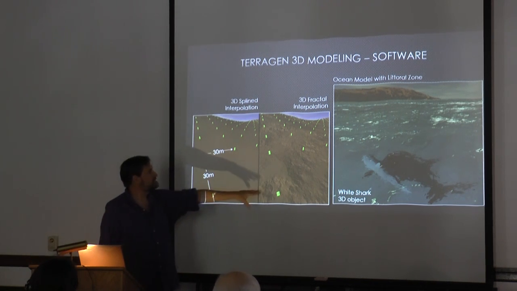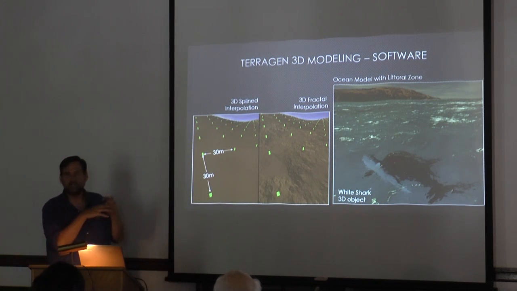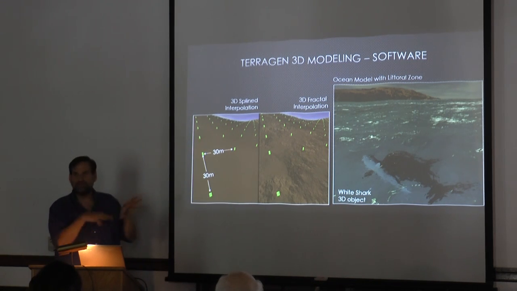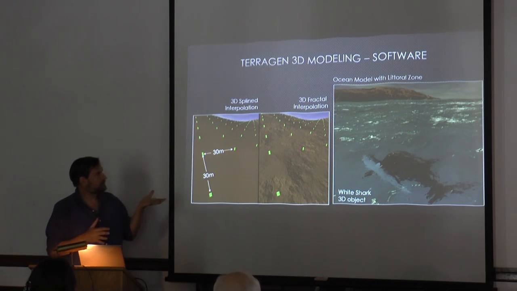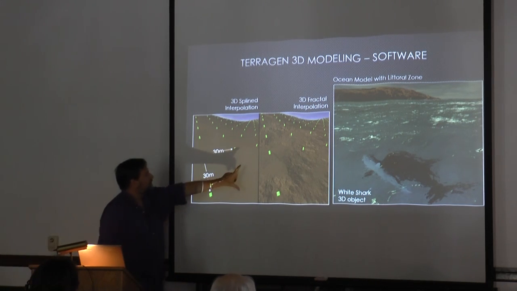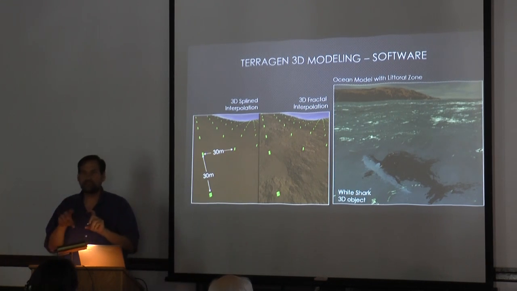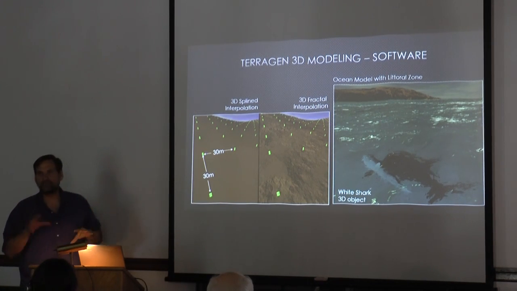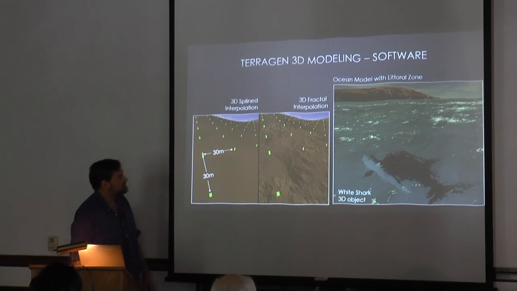What TerraGen does is it creates a 3D fractal interpolation of that. So it takes fractals and creates a rough terrain. And you can set the variation in that. So in all of these modeling situations, I don't have the variation set any more than the difference between any two points. Anything in between can't be more than 1.5 times that difference. So it's not massively different. It's just interpolating a rough surface between them. It makes it more realistic.